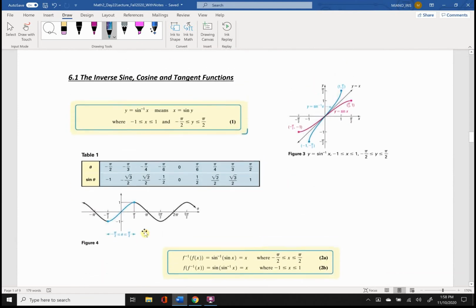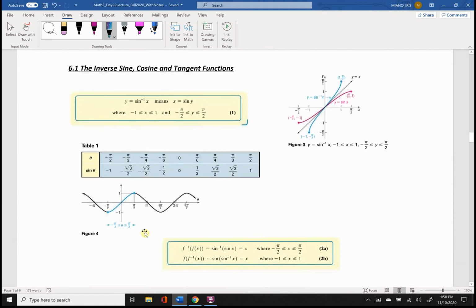Let's go ahead and finish up the rest of chapter 6, which is finally introducing inverse trigonometric function notation. So I just have various elements here from the section that I think are going to be helpful for us in getting through the exercises associated with these, and also introducing the new notation.